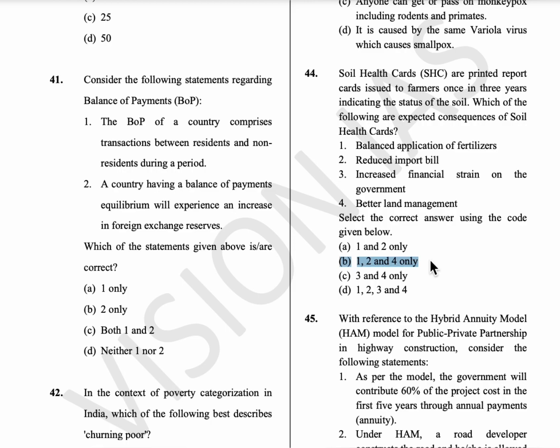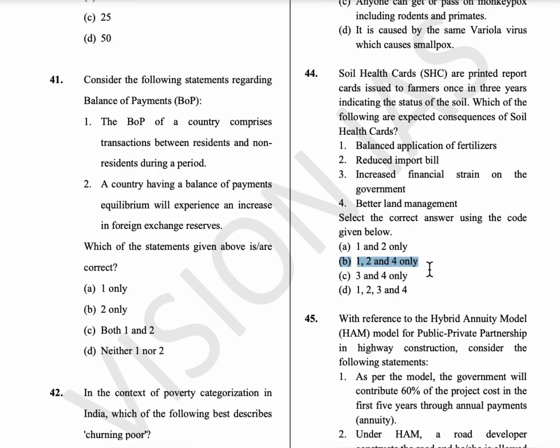So option B. Financial strain is not included because if the soil health is improved, then automatically the financial strain on the government will decrease. So the third one is wrong.